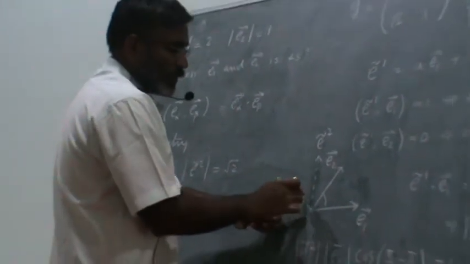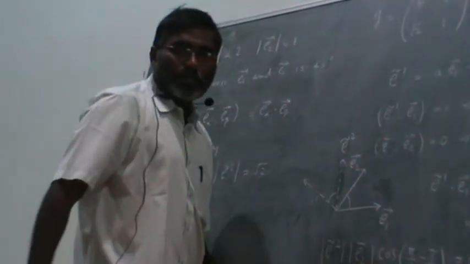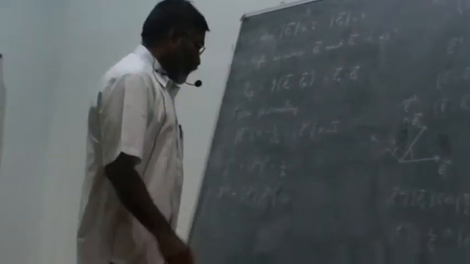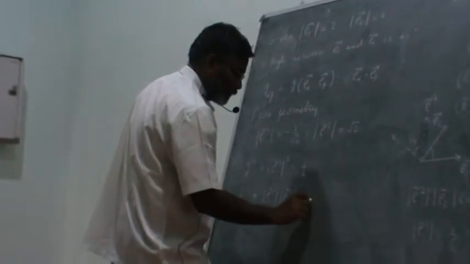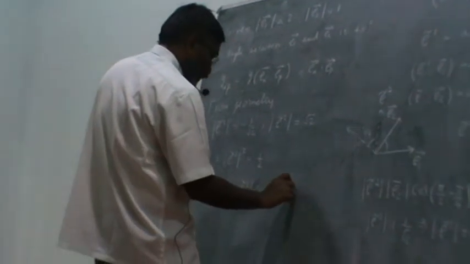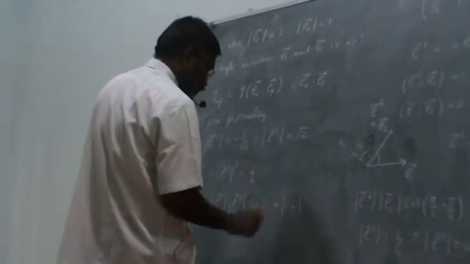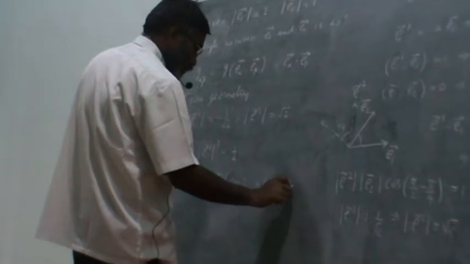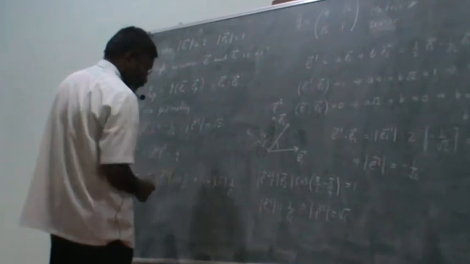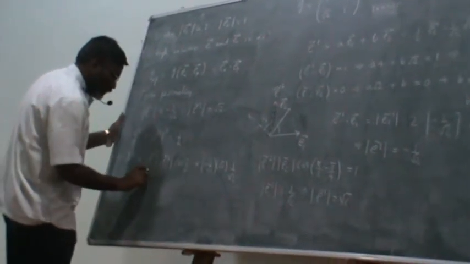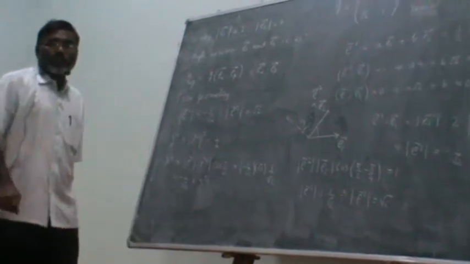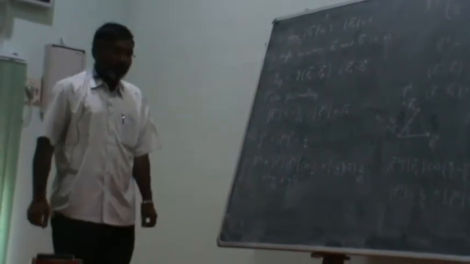This is 90 degrees to this, is 90 degrees to this. So this is also pi by 4, right? So this is pi by 4. So we will have cos pi by 4. So that is equal to minus 1 by root 2 into root 2, that is E2 into 1 by root 2. So you will have minus 1 by root 2, which is also equal to G21.